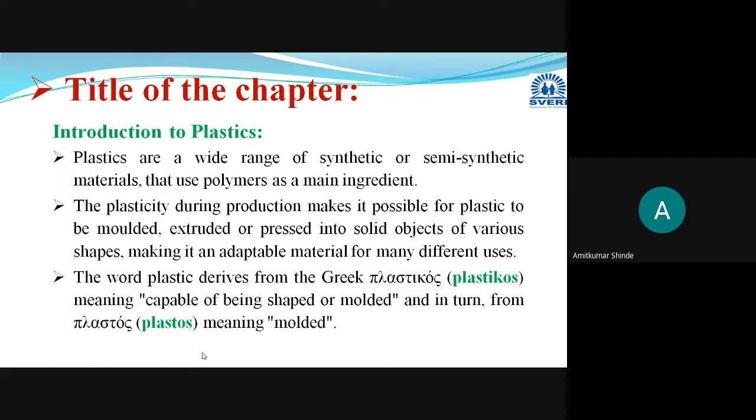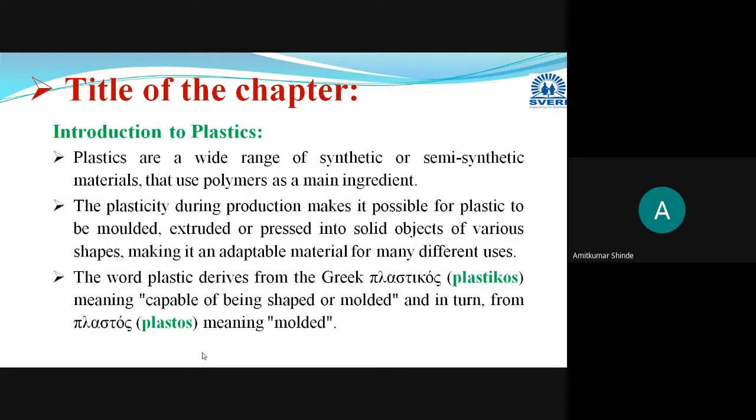After that, we will see when the first plastic material was manufactured. This is for your information. In 1907, I think at the start of the 20th century, the first plastic material manufactured was bakelite.